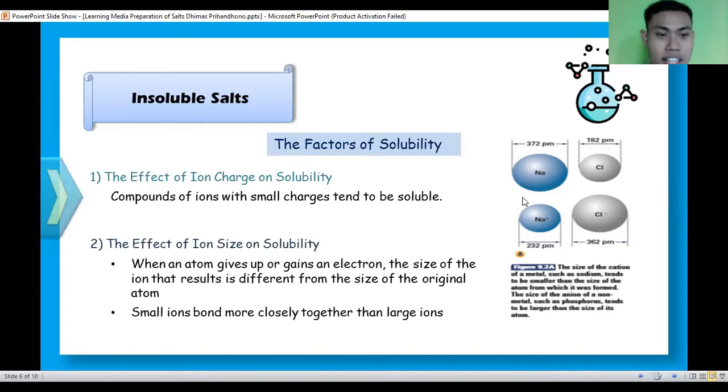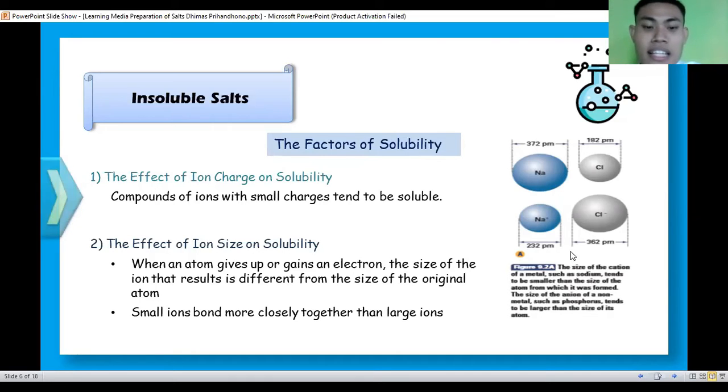And then the second is the effect of ion size on solubility. When an atom gives up or gains an electron, the size of the ion that results is different from the size of the original atom. You can look at the picture. You can see that the sodium ion is smaller than the sodium atom.